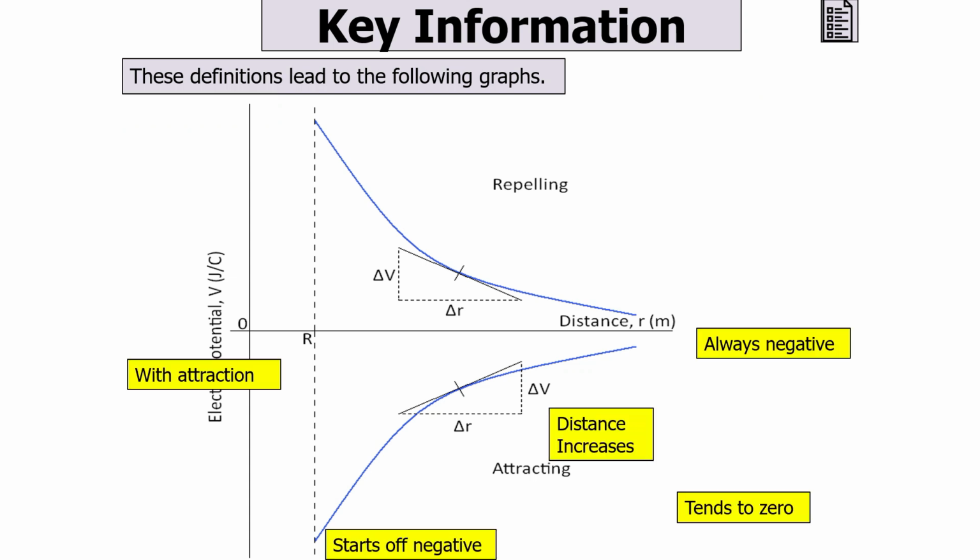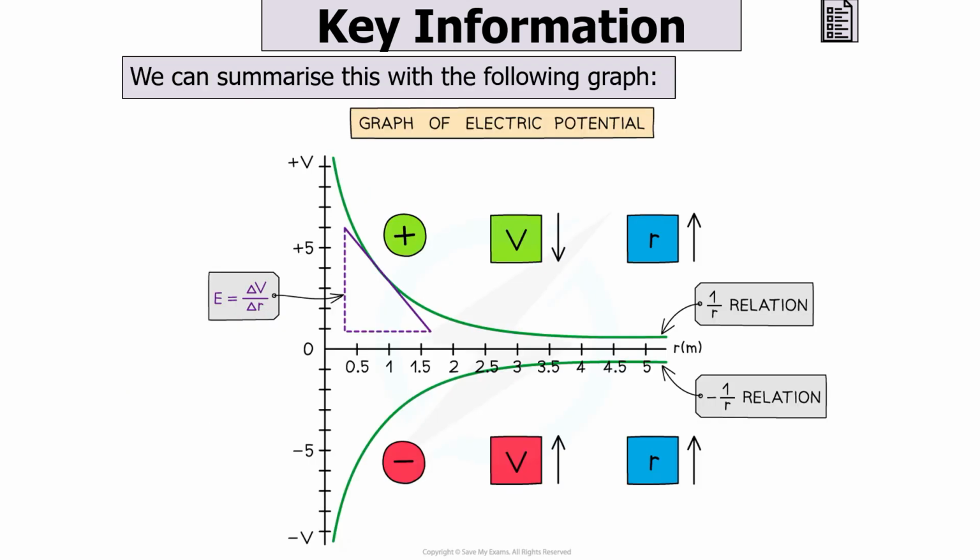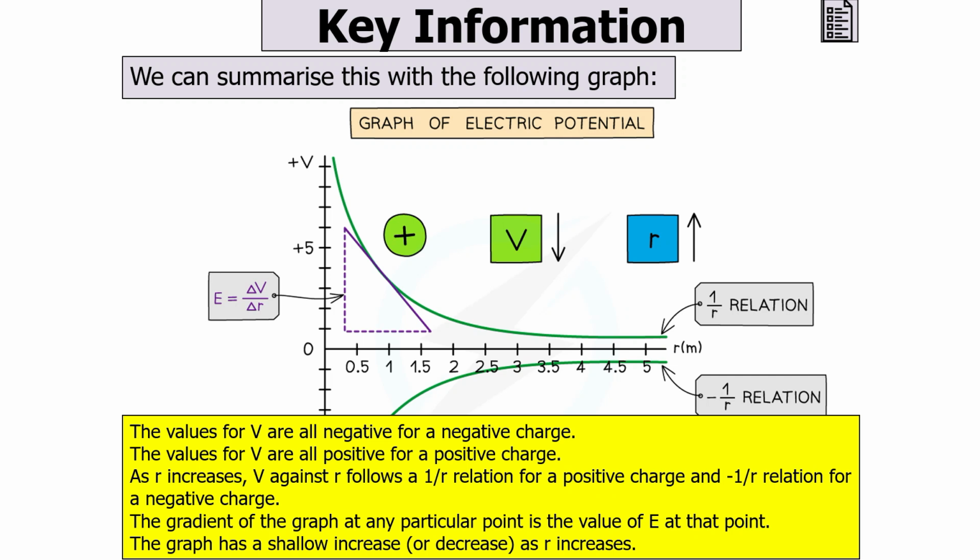Whilst on the other side, we start with attraction, it starts off as negative, the distance increases and it tends to zero, but it always stays negative. And this is for our negative charges. So we can summarize it again with the following graph. The values for V are all negative for a negative charge. The values for V are all positive for a positive charge.